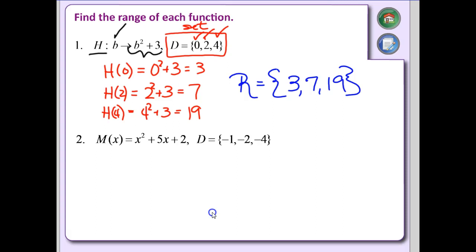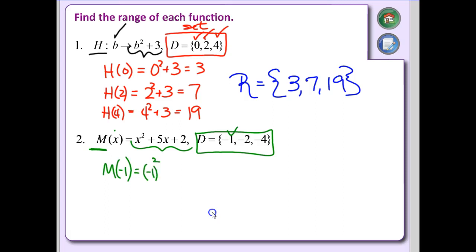On number 2, the function is named m, the variable involved is x, and this is the equation that goes with it. They gave me my domain as a set. There's 3 numbers in my domain, so I have to do the math 3 times. So let's see what happens when I do m of negative 1. We're going to take the first number in the domain. We've got negative 1 squared plus 5 times negative 1 plus 2. So that means I have 1 minus 5 plus 2 when I do the math, and my final answer there is negative 2.